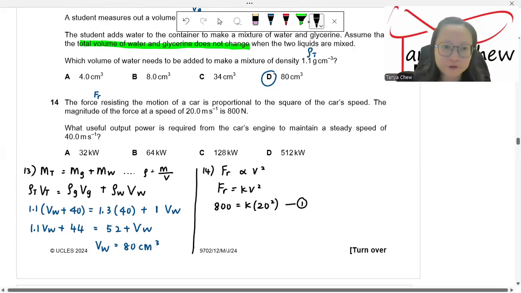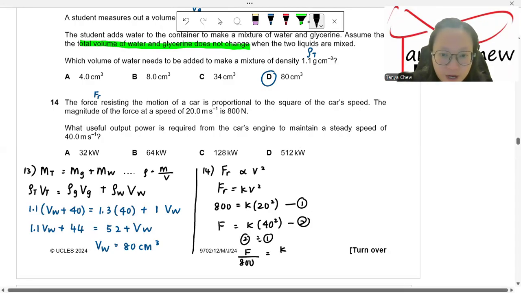And then now I have to find the output force first, the other force when the speed is 40 meter per second. So equal to K 40 squared. Work it out for the force first. I use the second equation, divide by the first equation. F over 800 is equal to K 40 squared divided by K 20 squared. Now, F that I got is 3,200 Newton.